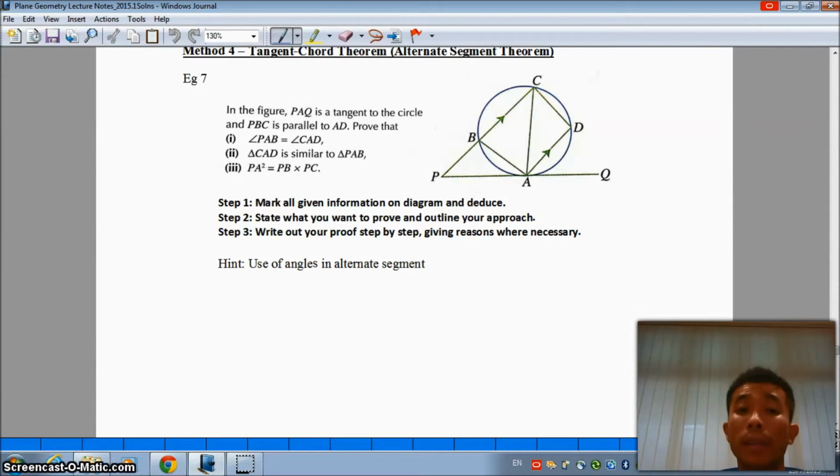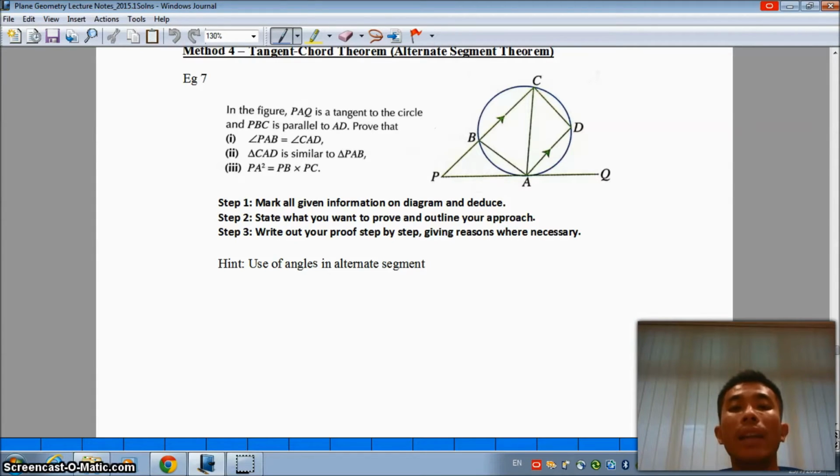We are coming to method 4, the last method that we are going to use in geometry proof, and that is none other than the use of the tangent chord theorem, more popularly known as alternate segment theorem. As you know, in angle in alternate segment, the use of a tangent must be there with a triangle inscribed inside the circle. So very quickly, let's take a look at the question and do as per normal.